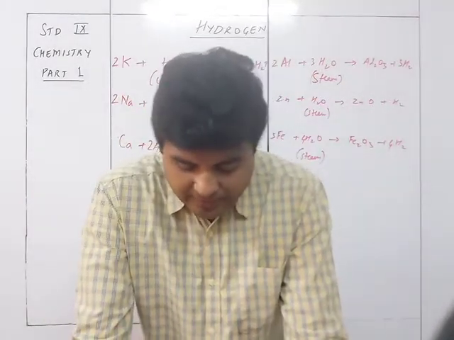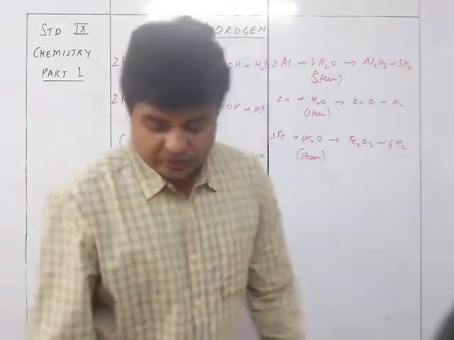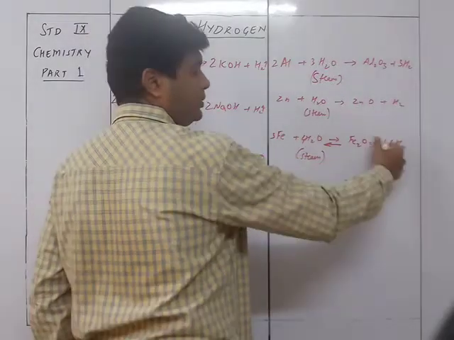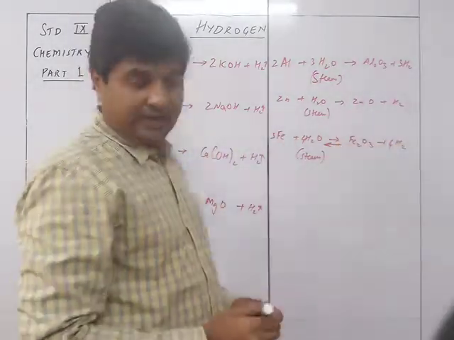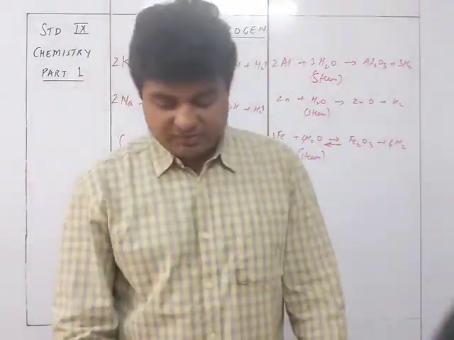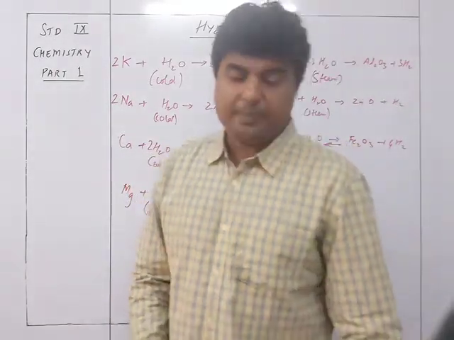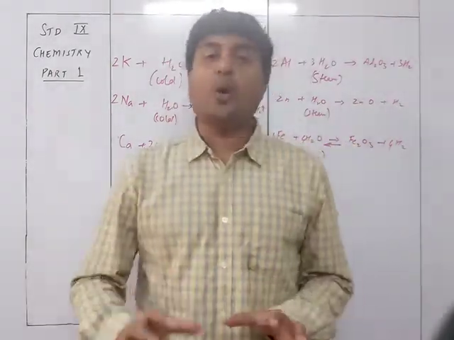Iron reacts with steam, and the reaction is reversible. So here the thing is that this is reversible. When it is cooled down, it again forms Fe plus H2O. So that's why it's a reversible reaction over here. So this is the preparation of hydrogen from water.